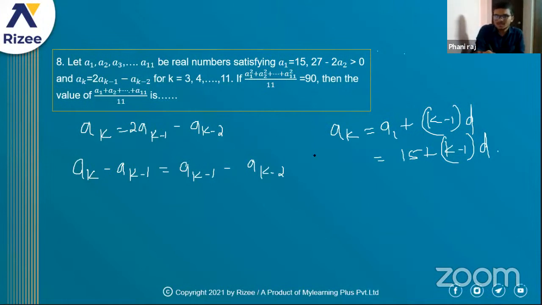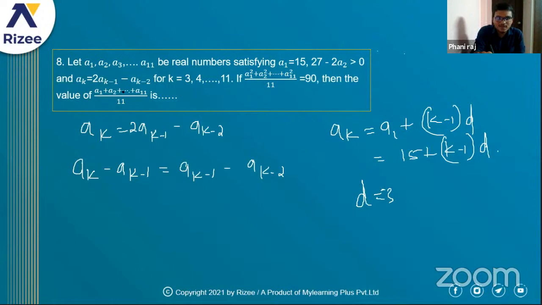So now you see, plug in A_K here. A_K equal to 15 plus (K minus 1) into D. Just plug in the formula here, and the sum of, square them, divide by 11 and equal to 19. Then you get D equal to minus 3. It's just computation, nothing thoughtful here.